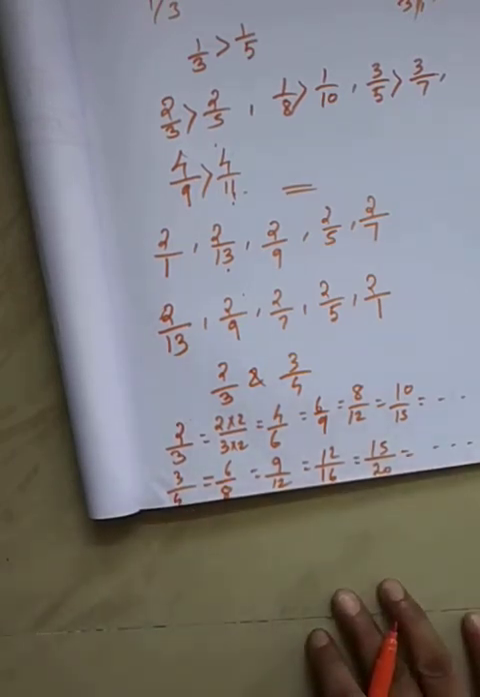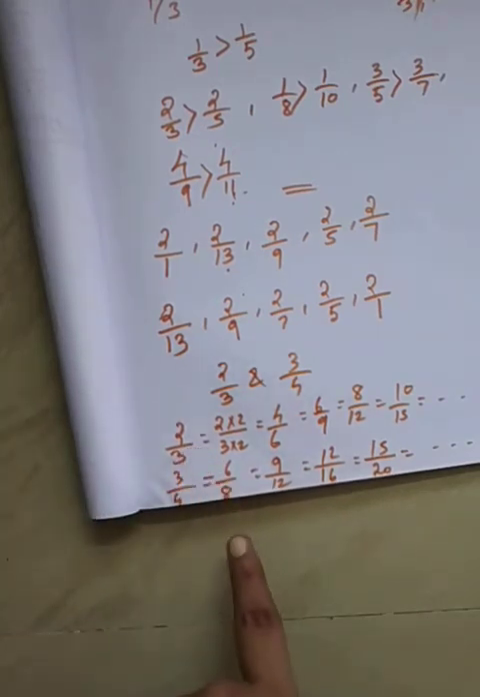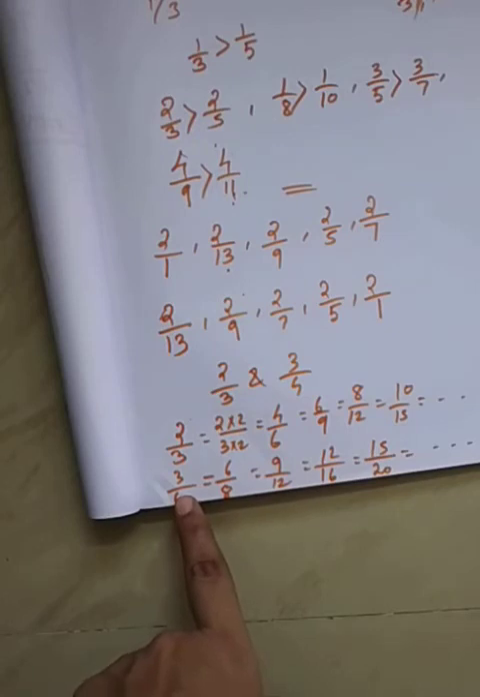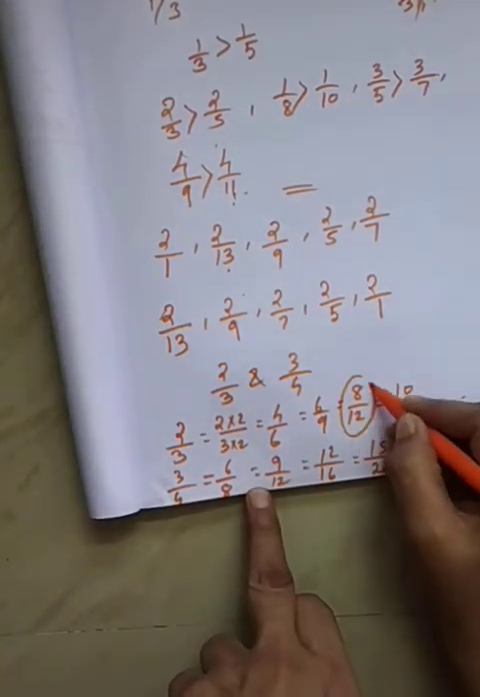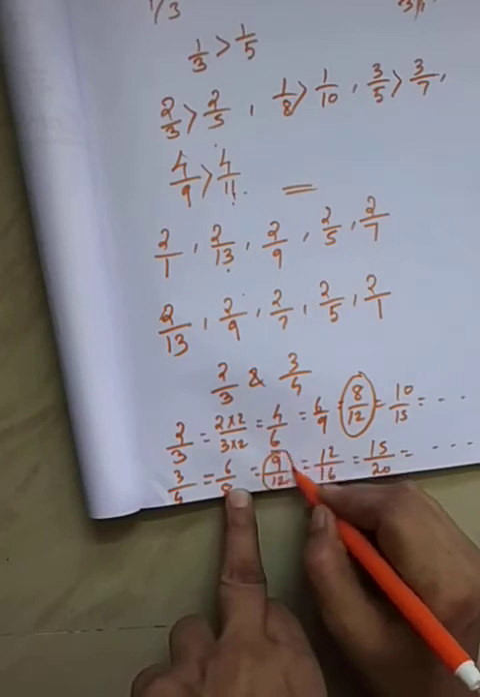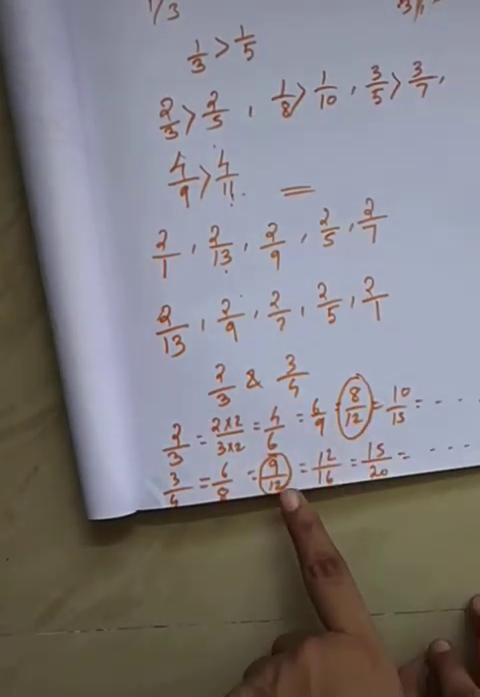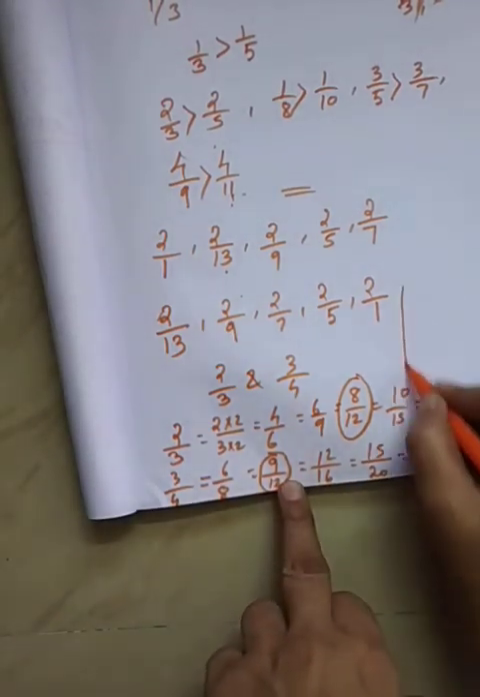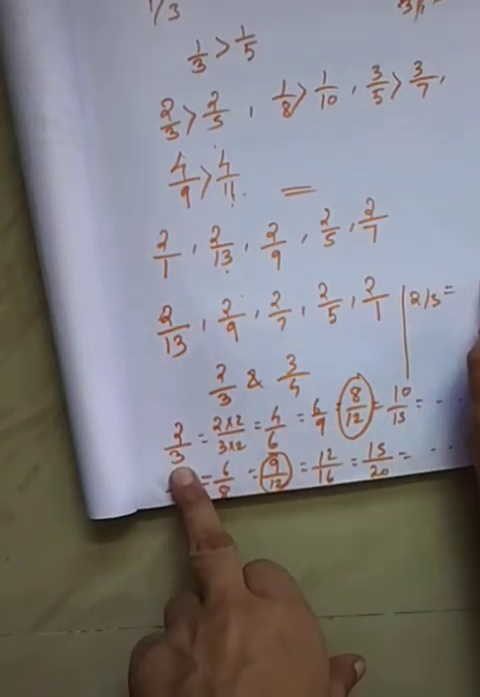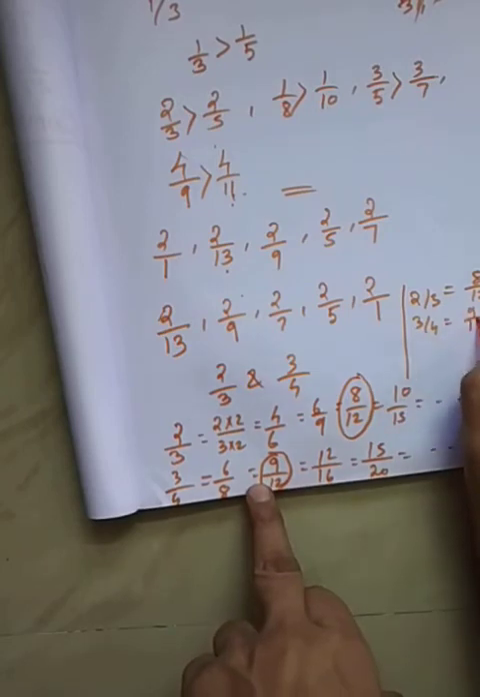Okay. See, the equivalent fractions of 2 by 3 and 3 by 4 with the same denominator is 12. So which one has the same denominator? See here, in this one it is 8 by 12. In this one it is 9 by 12. Right? See here, 8 by 12, 9 by 12 respectively. So 2 by 3 equals 8 by 12, 3 by 4 equals 9 by 12.